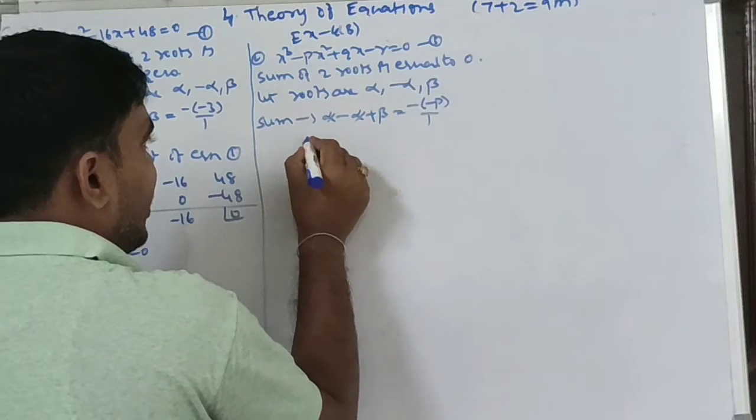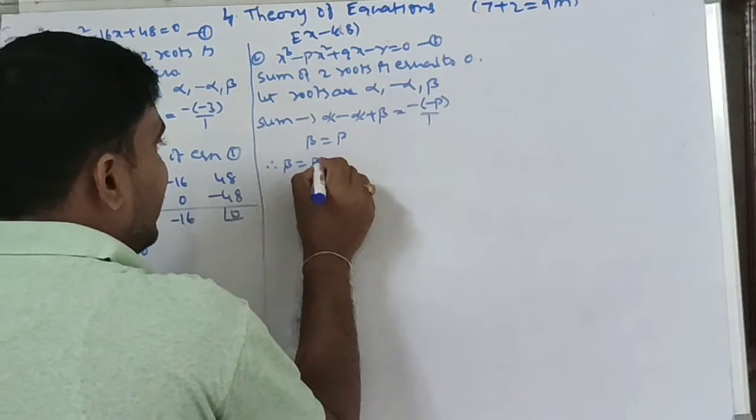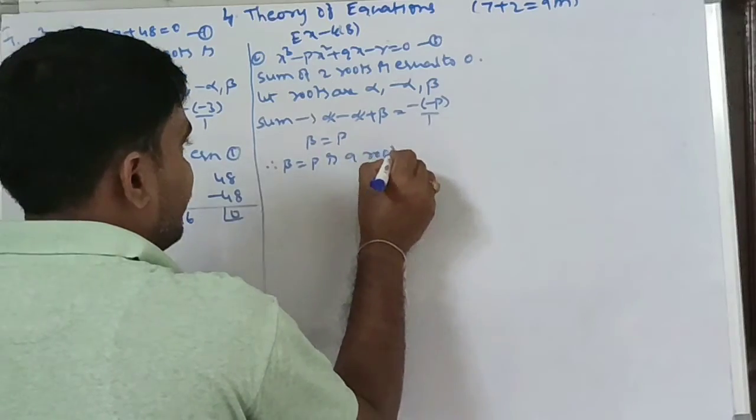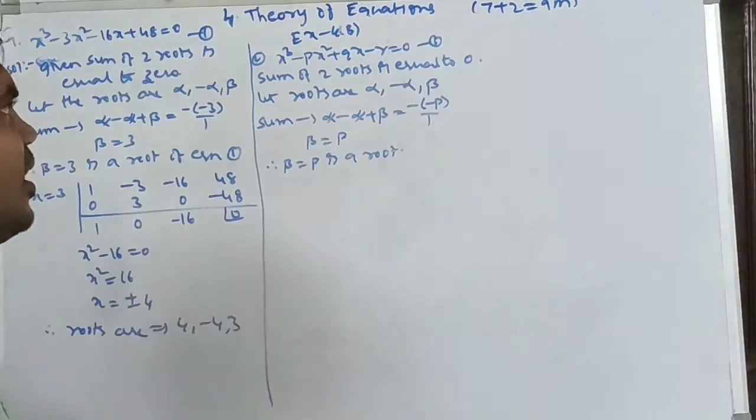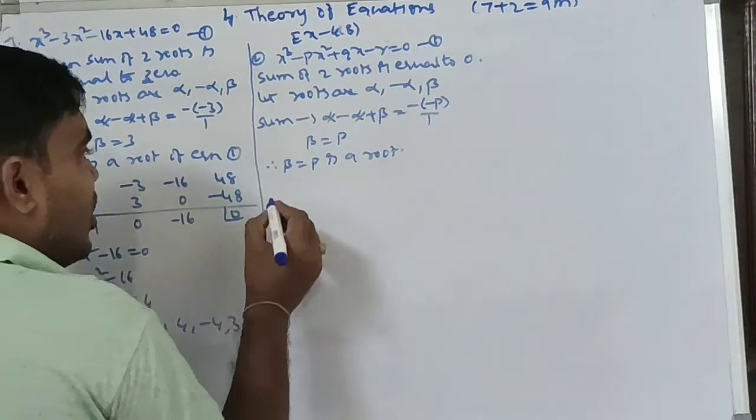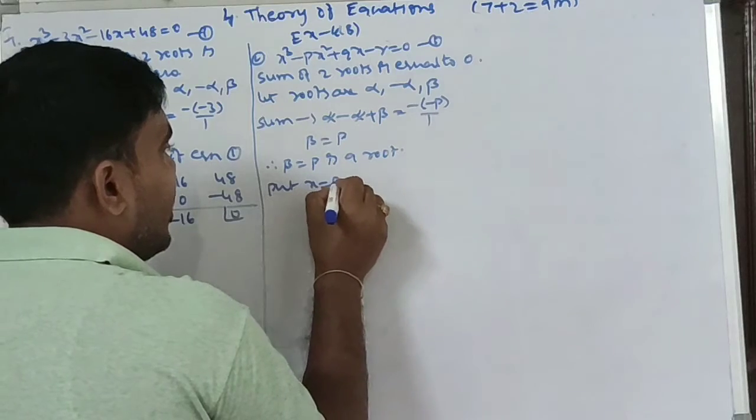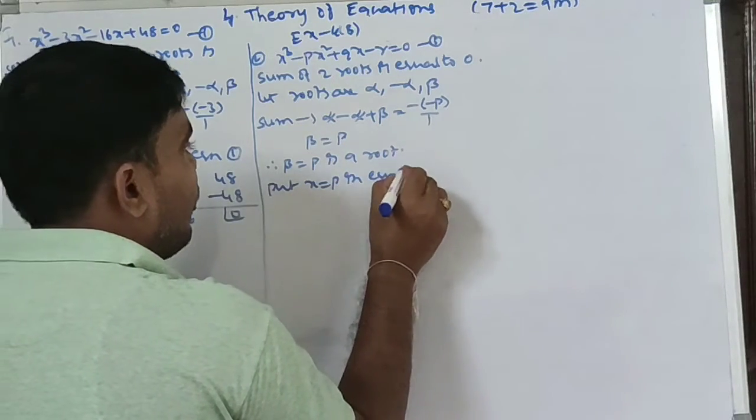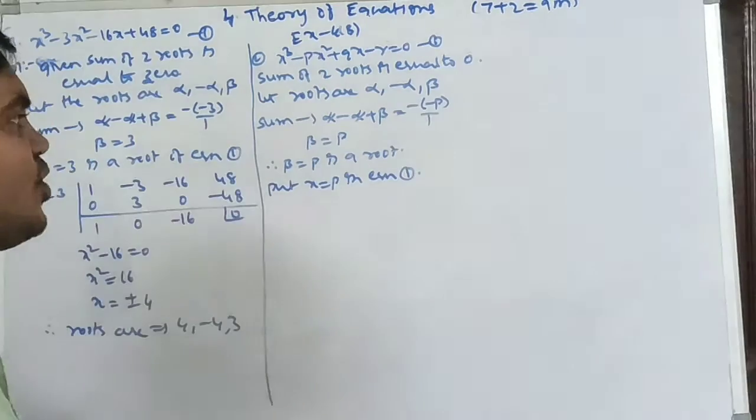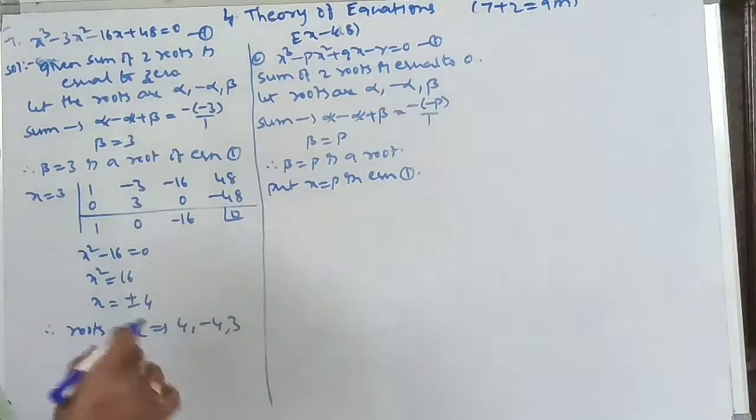Alpha cancels, beta equal to p. Therefore beta equal to p is a root. So p must satisfy the given equation. So x equal to p. Put x equal to p in equation 1. If we substitute the value p in equation 1, it must be satisfied because it is a root.